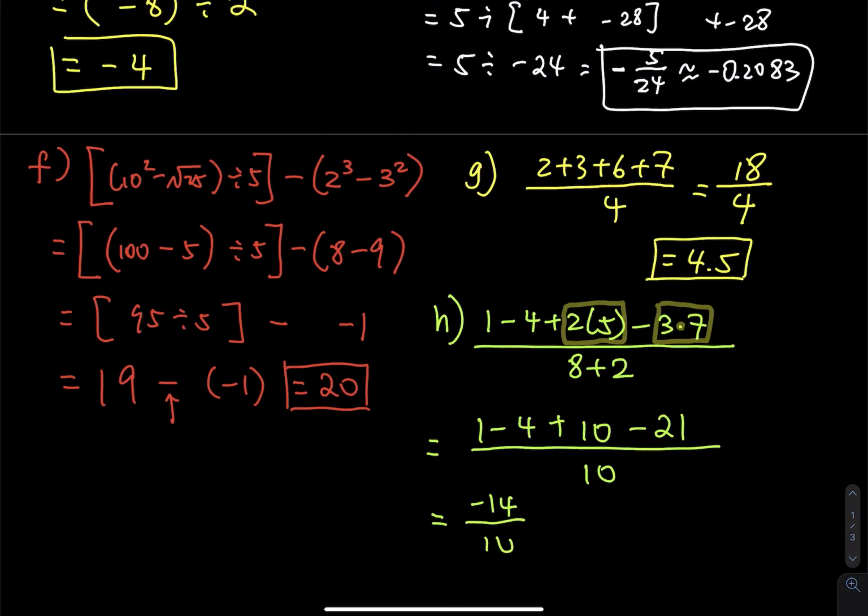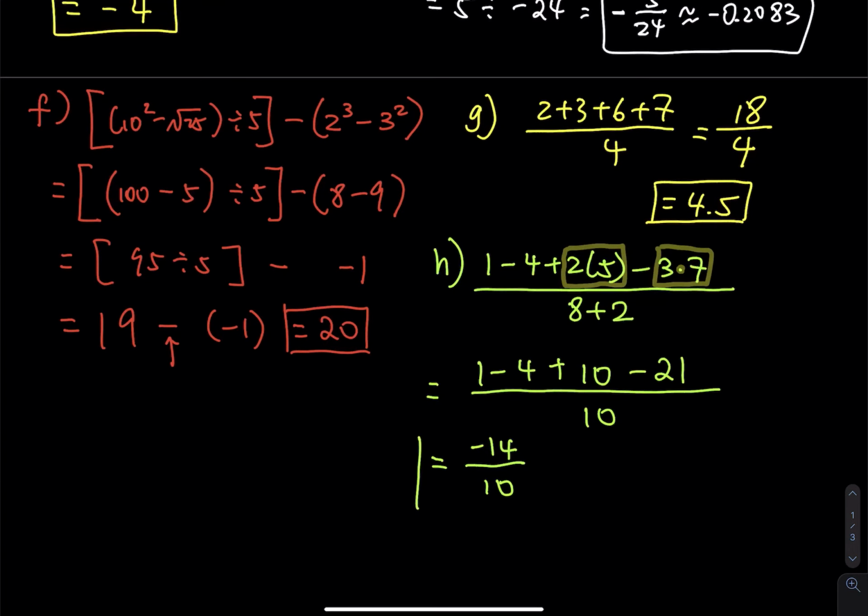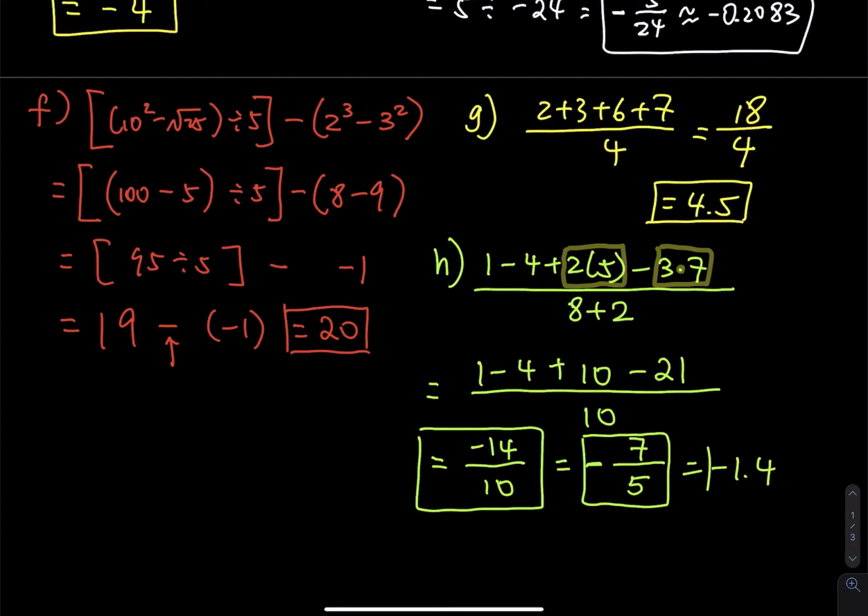divided by 10. So this is one of the ways to write your final answer, and then we can reduce this fraction as long as we divide top and bottom by 2. So when you write a negative fraction, you can put the negative sign right there. 14 divided by 2 is 7. 10 divided by 2 is 5. So this is your answer. You just reduce your fraction. And then if you want approximation, 7 divided by 5 is 1.4. So that is equal to negative 1.4.